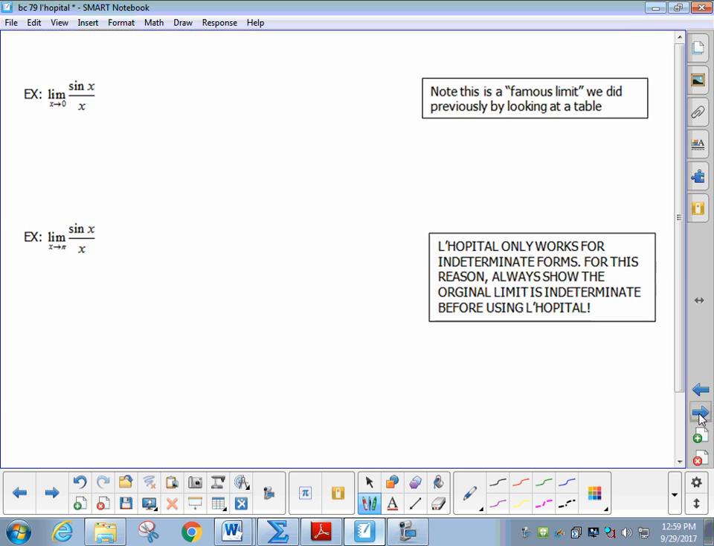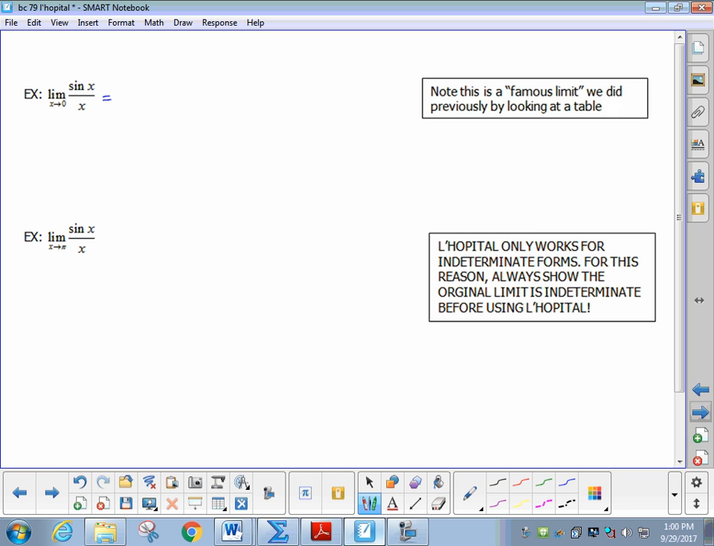Okay? So consider this then. Let's look at a famous problem we've done before in a different angle. That sine of x over x problem is a famous limit problem that we normally did numerically with a table, right? All right, now this time with L'Hopital, you're going to look at it a different way.